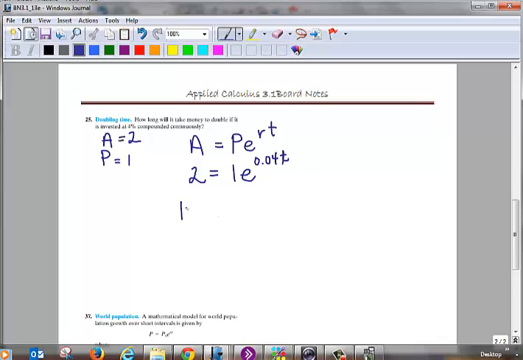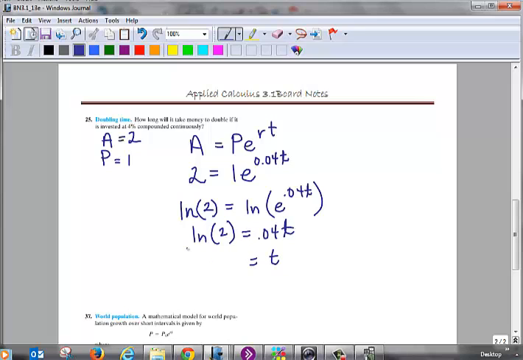So again, if I take the natural log of both sides, I get the natural log of 2 equals the natural log of e to the 0.04t. And this gives me natural log 2 equals 0.04t. And the time then is just natural log 2 divided by the rate. And that works out to be roughly 17.33 years.